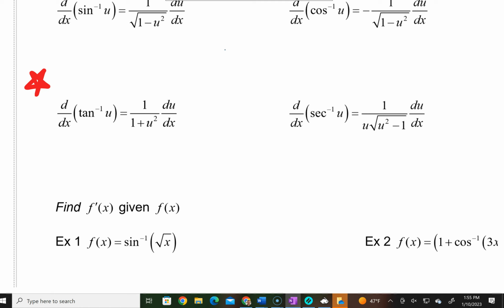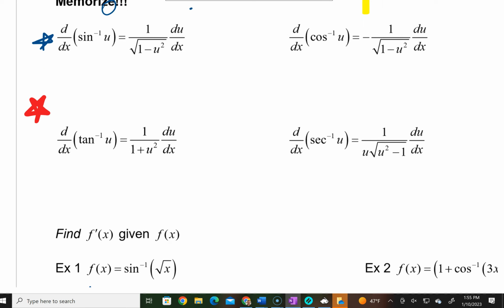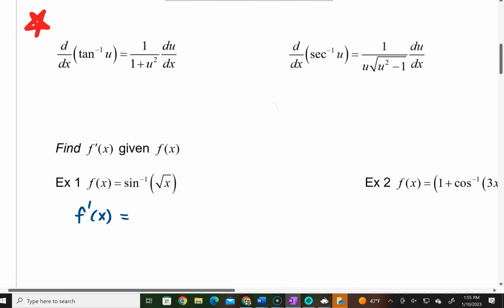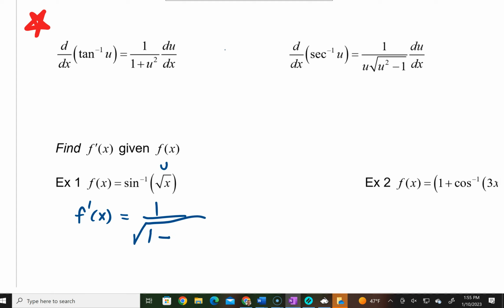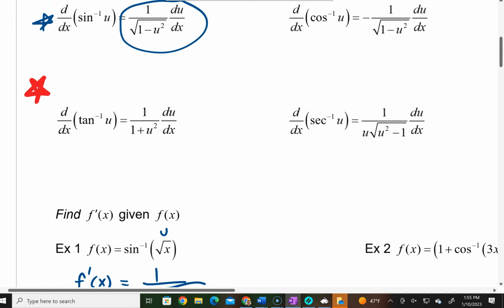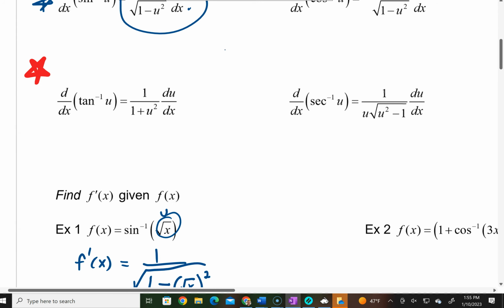So inverse sine of radical x, guess what? You're going to follow the very first template up there. So you'd say, what's f prime of x? Well, let's follow it. I'm looking up here. You're going to go 1 over the square root of 1 minus, well, here's your u. Your u is radical x. So I'm going to say, here's my radical x, and that's squared. Okay? Then you're going to have the du dx, the derivative of the inside.